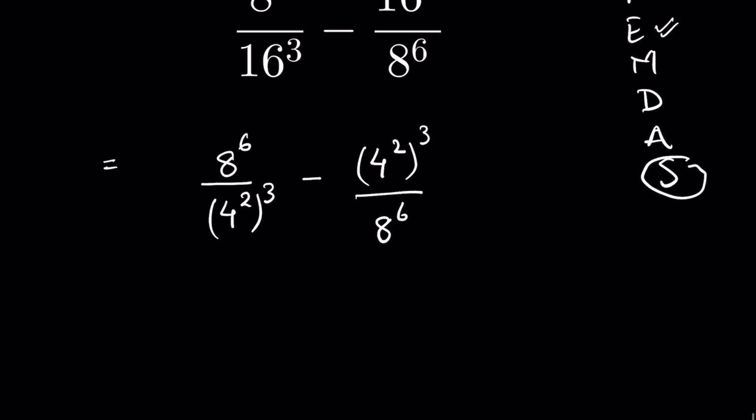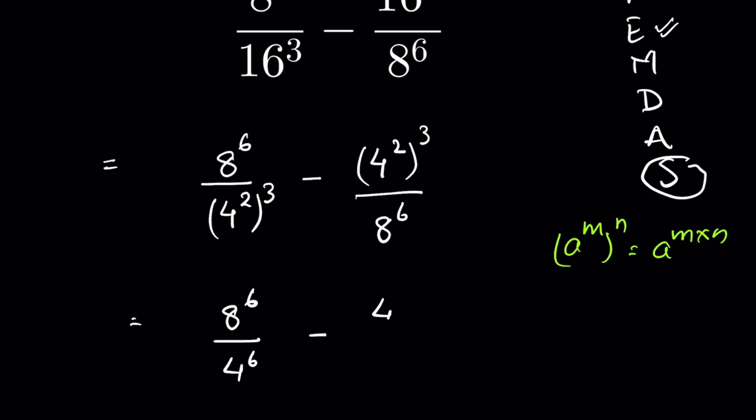Now there is an identity. If a raised to the power m whole raised to the power n, it is equal to a raised to the power m times n. So this will be 8 to the power 6 upon 4 to the power 6 minus 4 to the power 6 upon 8 to the power 6.